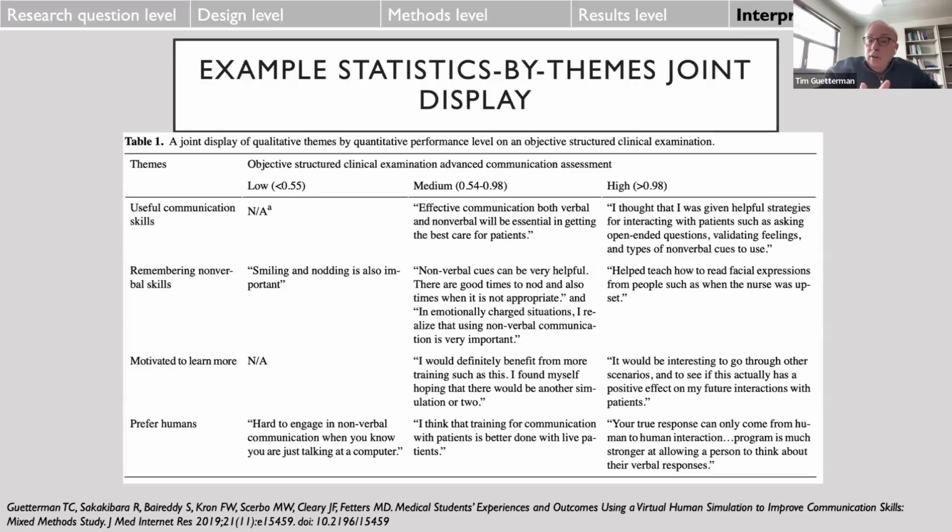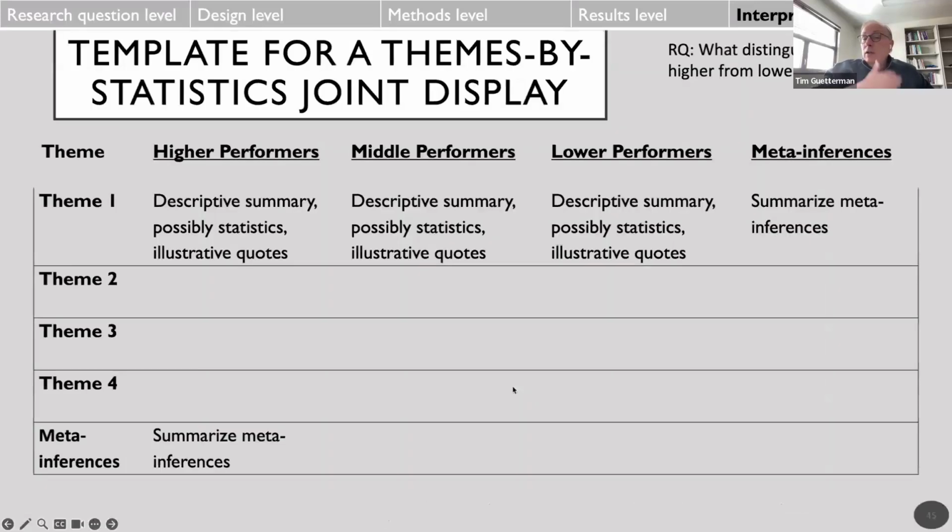But that's the type, it's fairly obvious, but it's a type of insight we would not have learned without this integrative analysis. So here is a template for a themes by statistics joint display. You have themes as rows, and then the columns represent quantitatively different groups. And then you might have both a final column and a final row for meta inferences.